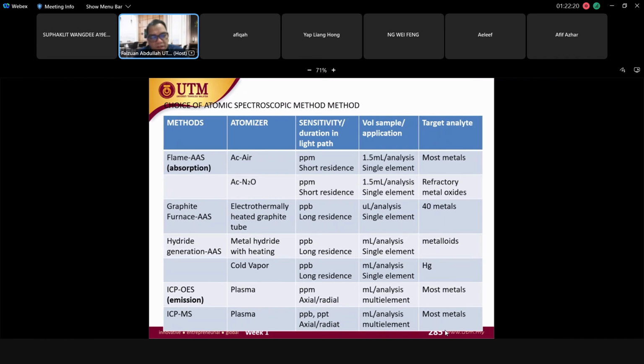What is the method? Flame AAS. Flame is the atomization part, AAS the detection part. ICP-MS: ICP is atomization, MS is the detection part. Right?